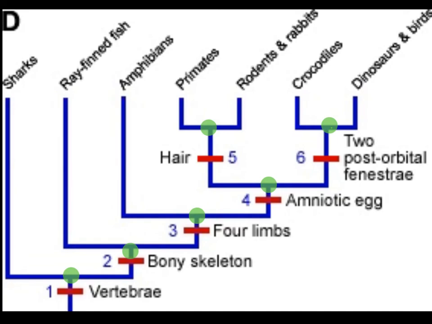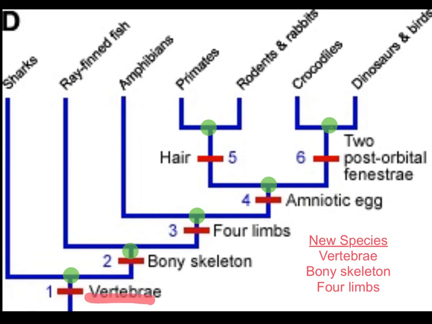So if we discover a new species that has a vertebrae, bony skeleton, and 4 limbs, where would we place this new species on the tree? Pause the video and take a minute, see if you can find out on your own. To answer this question, let's find these traits on the tree. So the first is a vertebrae, which we see here, next a bony skeleton, and then 4 limbs.